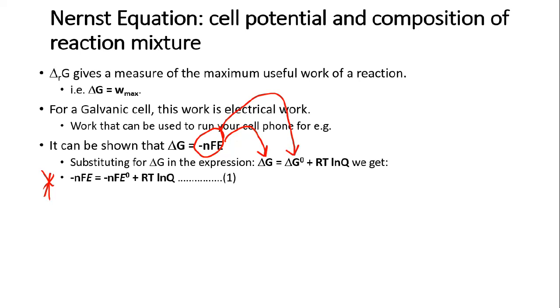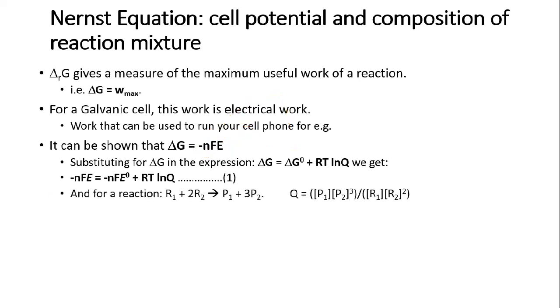Okay? Now, remember what quotient is. If you have a reaction, such as this one, then the quotient works out to be this. It's products over reactants raised to their coefficients. So for example, P2 is raised to the third power, right? R2 is raised to the second power, right? So that's how you calculate the quotient. It's products over reactants raised to their coefficients.